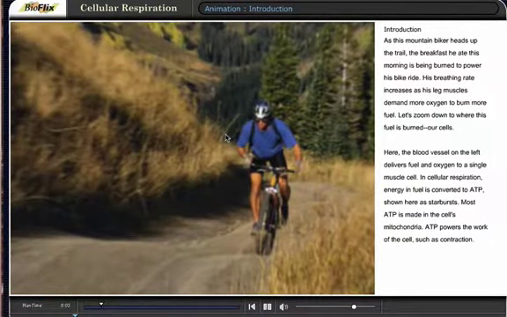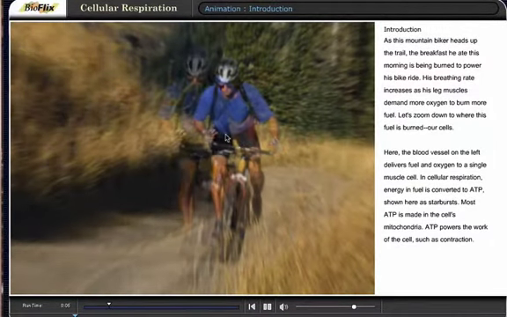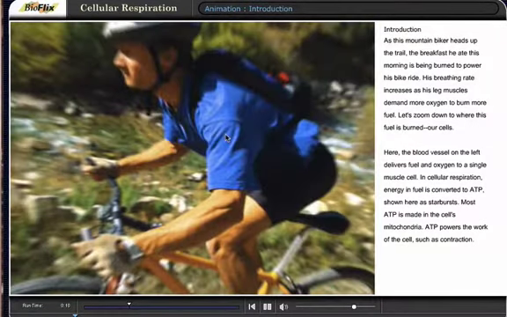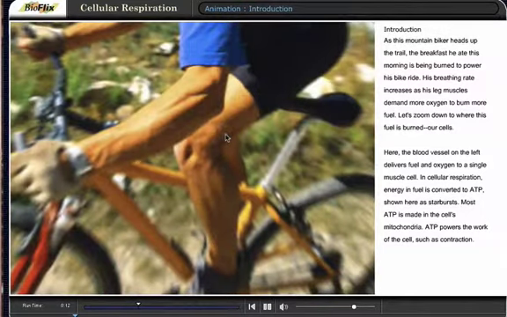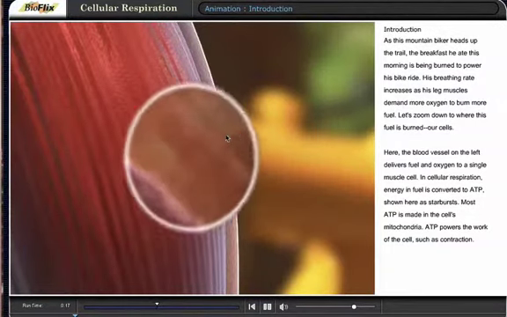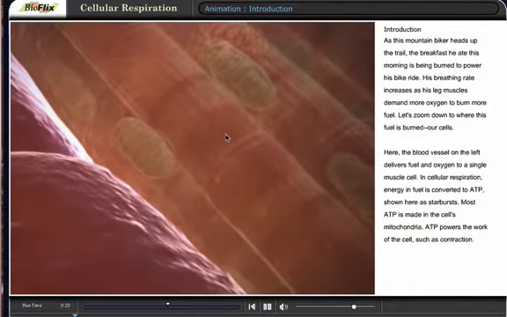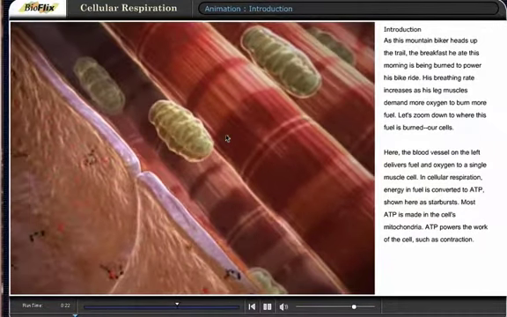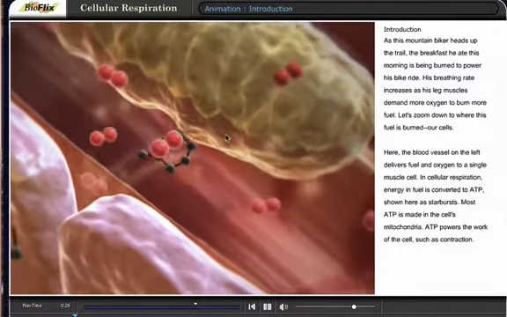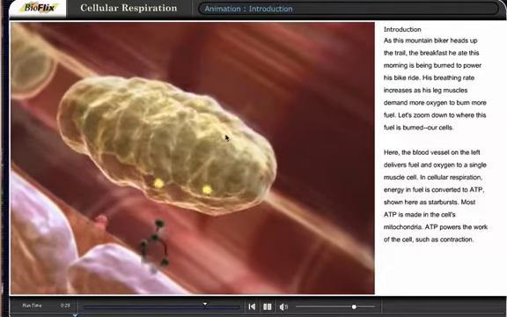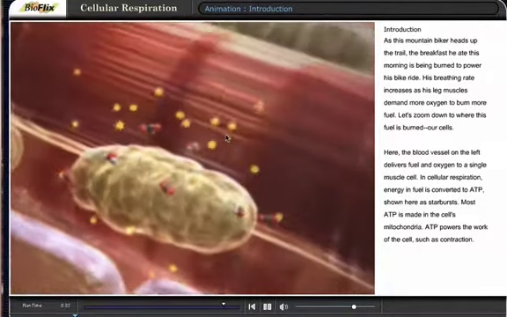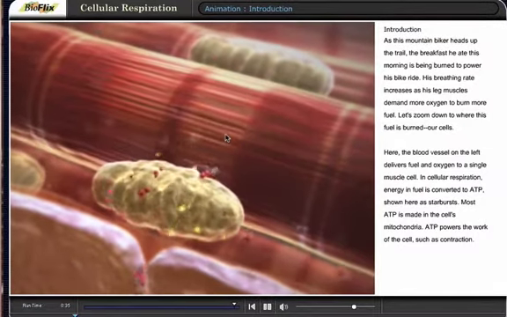As this mountain biker heads up the trail, the breakfast he ate this morning is being burned to power his bike ride. His breathing rate increases as his leg muscles demand more oxygen to burn more fuel. Let's zoom down to where this fuel is burned, our cells. Here, the blood vessel on the left delivers fuel and oxygen to a single muscle cell. In cellular respiration, energy and fuel is converted to ATP, shown here as starbursts. Most ATP is made in the cell's mitochondria. ATP powers the work of the cell, such as contraction.